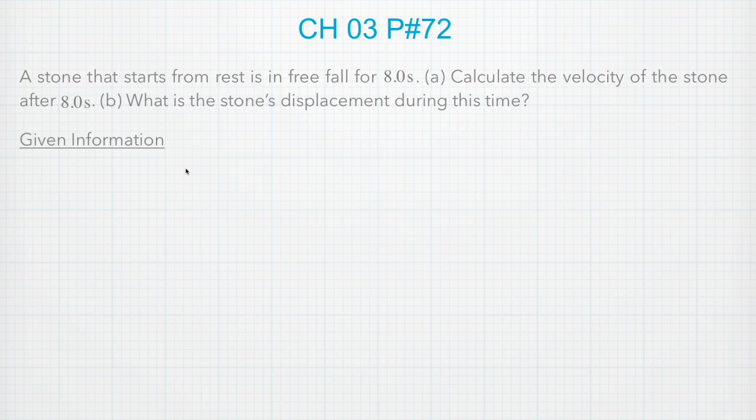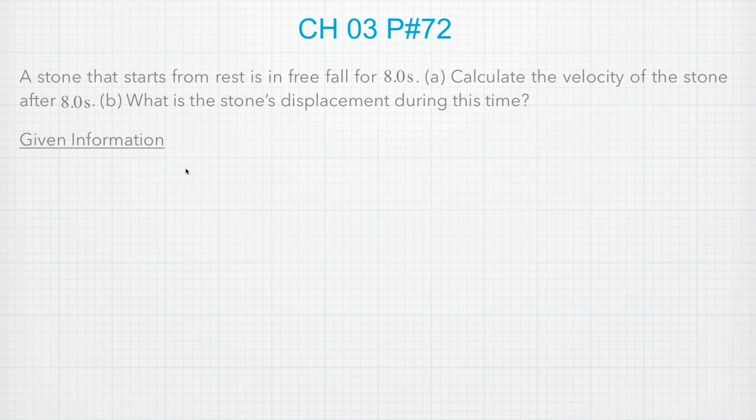This example problem is from the end of chapter 3 in your physics book. We're looking at problem number 72. A stone that starts from rest is in free fall for 8.0 seconds. For question A, we want to know the velocity of the stone after the 8 seconds. And then for question B, we'll look at what is the stone's displacement during that 8-second period.